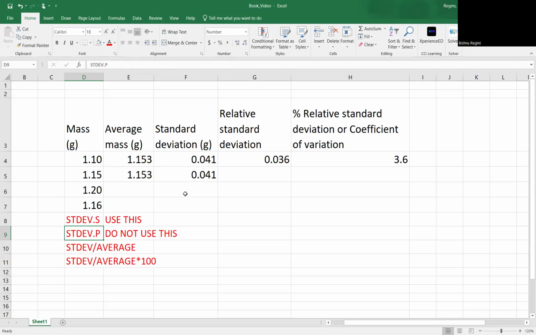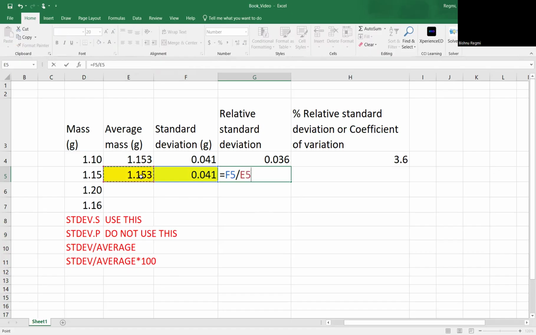So next we calculate relative standard deviation. Relative standard deviation is the standard deviation. This is our standard deviation and this is our average. And relative standard deviation is standard deviation divided by the average value. So it doesn't have unit. Gram cancels. So 0.036 is the relative standard deviation.